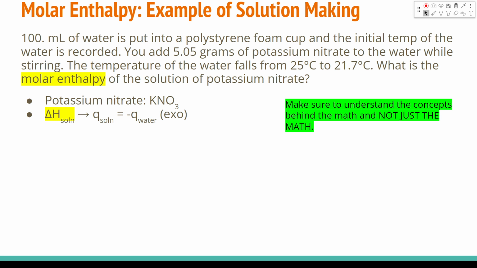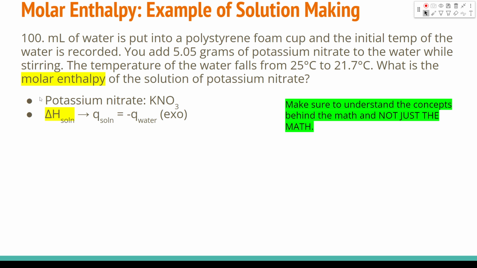Okay, so we're doing a thermal equilibrium thing with making potassium nitrate. So again, we're making a solution. Remember that making a solution is also known as solvation. So be sure you know that.